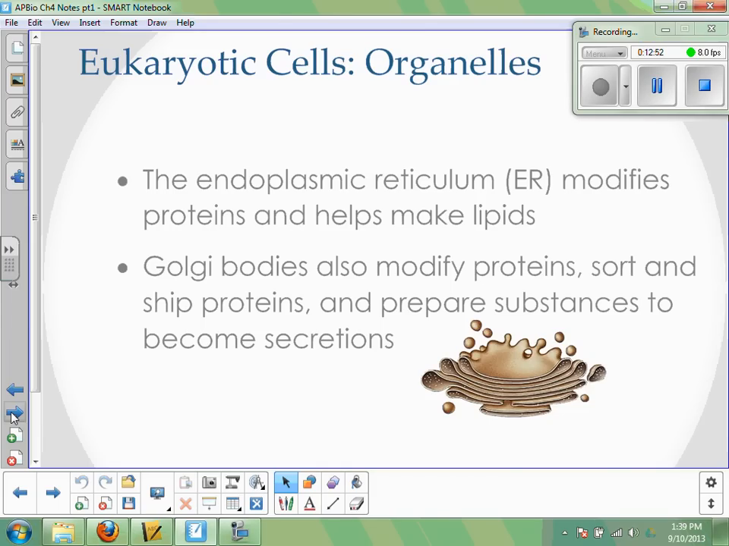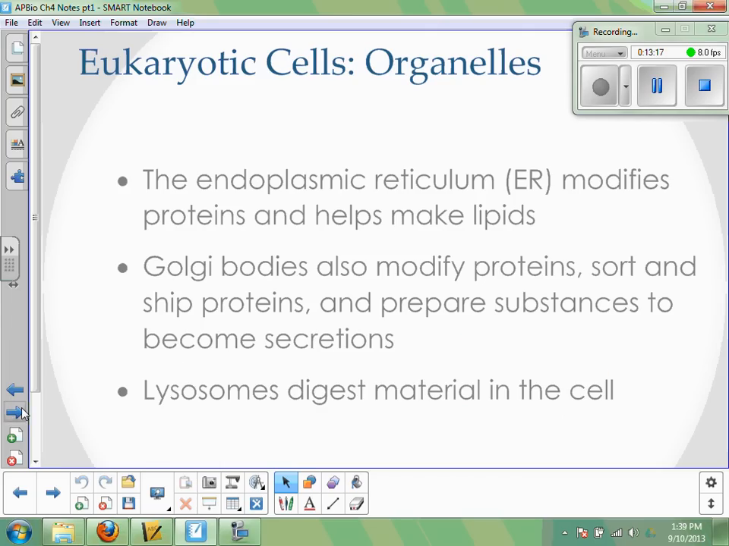And if the cell is making these proteins on purpose and producing them for some use outside of the cell, we usually call those proteins secretions. So the Golgi bodies are what get those secretions ready to go. And we can see here the membranes, again, they're typical, and these little drops coming off of them are little membrane sacs with secretions inside.